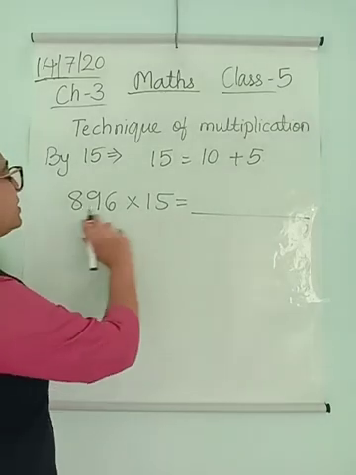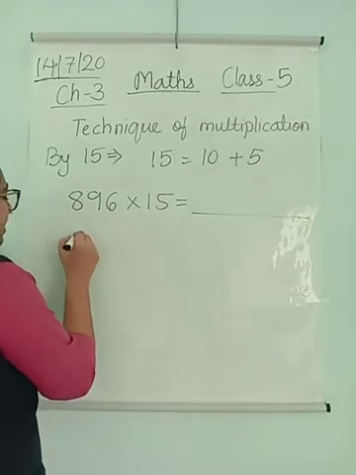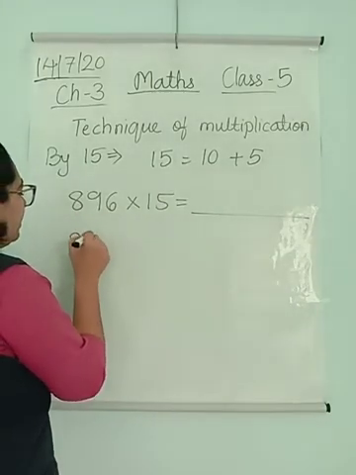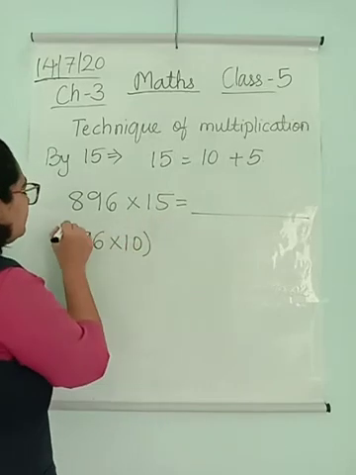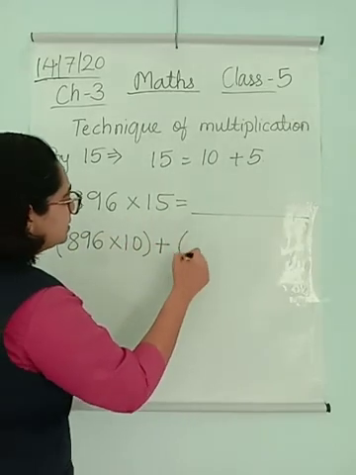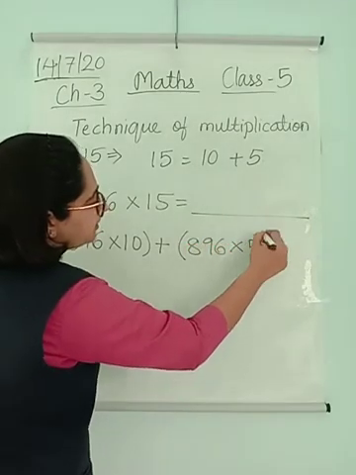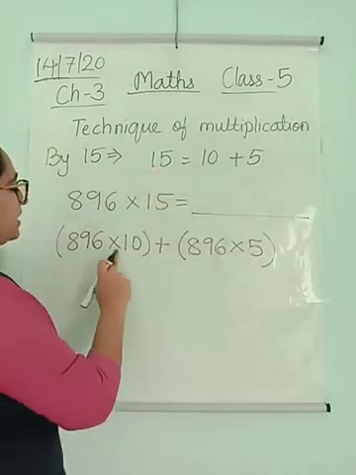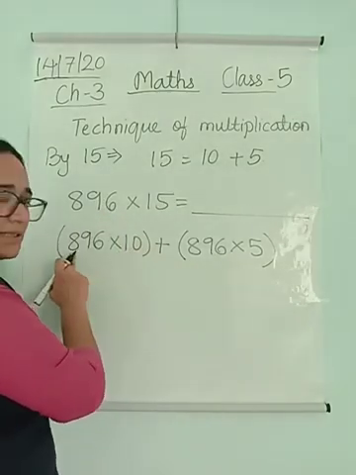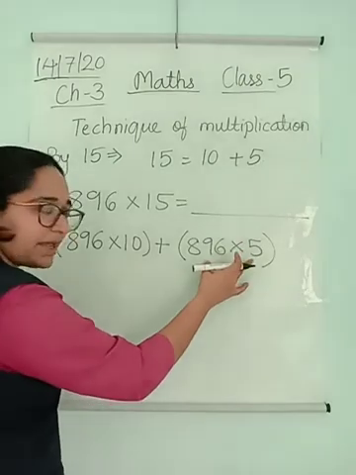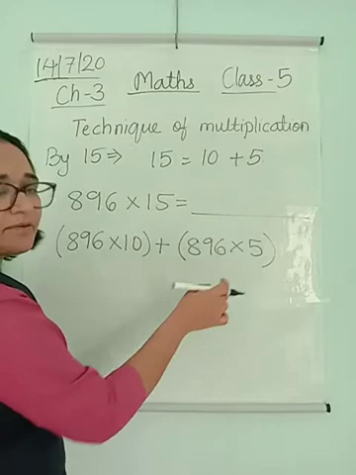What I will do is I will split this 15 into 10 plus 5. It means I will write it like 896 multiplied by 10 plus 896 multiplied by 5. So 15 को मैंने 10 और 5 कर दिया. Since it is multiply तो पहले 10 से multiply करूँगी, फिर 5 से multiply and then I will add both. Okay, so in this way I will get my answer.